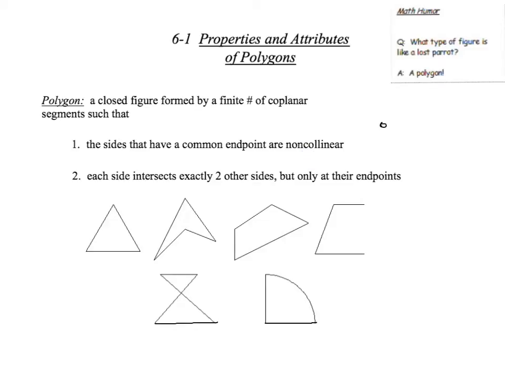So for instance, if I have a side here, the next side cannot be collinear, meaning it can't be in a line with the other ones. And then the next one says that each side intersects two other sides, but only at their endpoints. So if you have two sides, they can only intersect at the endpoints. You can't have something that looks like this and call it a polygon.